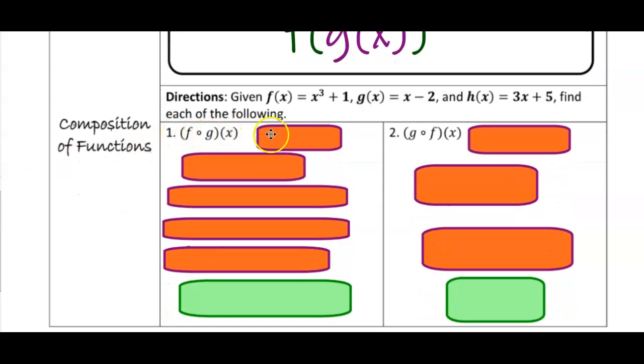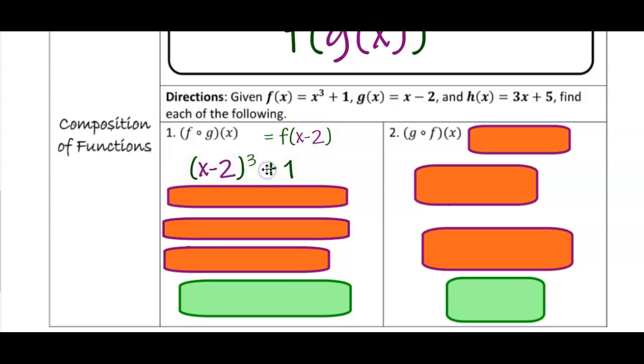F of g of x looks like this. It's f of g of x. So I take my function f and I'm plugging in g of x. G of x is x minus 2. So this is telling me to take the function f of x and plug in x minus 2 everywhere I see an x. So f of x is here. It's x to the third plus 1. So instead of x, I plug in x minus 2 cubed plus 1.